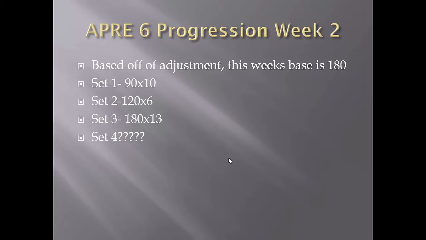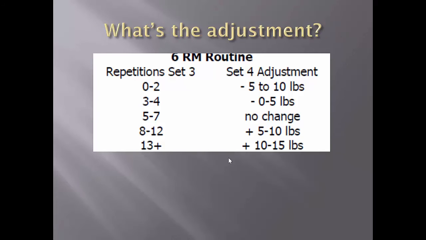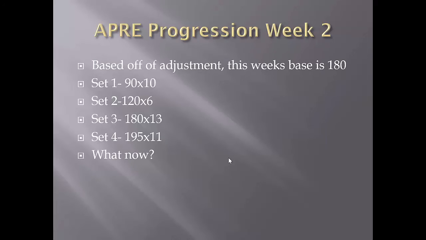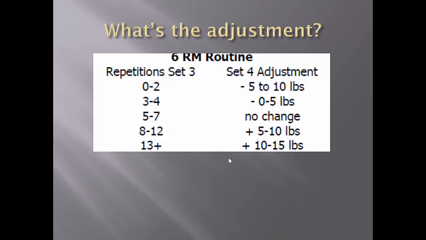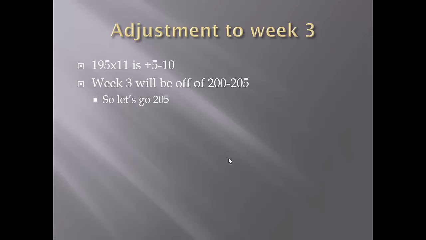Now 50%, 75%, 100%. So I go 90 for 10, 75%, so that's 120 pounds for 6, 180 for 13. Again, I go to my adjustment chart for this week 2, up 10 to 15 pounds. This is me. I love maxing it out. I go to 195. I get 11 repetitions. What do I do now? Well, for the following week, for week 3, I'm going to look at my adjustment chart. 11 repetitions. I see I go up 5 to 10 pounds. So week 3 will be off of 200 to 205 pounds.